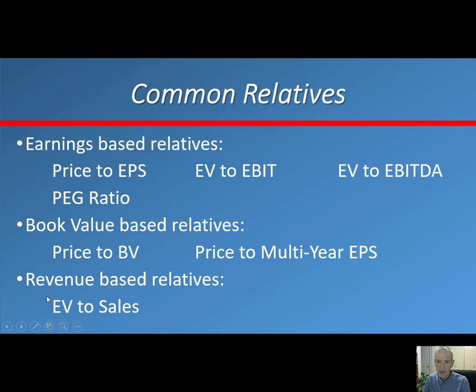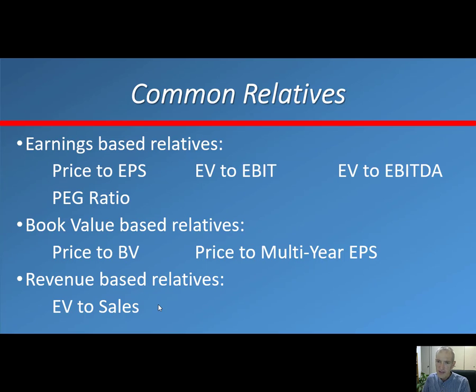So Robert Shiller, let me get to the last one. Robert Shiller is using price and multiple year earnings per share. He's adjusting the earnings per share for inflation to try to make it so you can compare a PE ratio of one period to a PE ratio of another period. And the last one is EV to sales, because sales are before interest expense, so use EV. So there's your ratios that are possible.